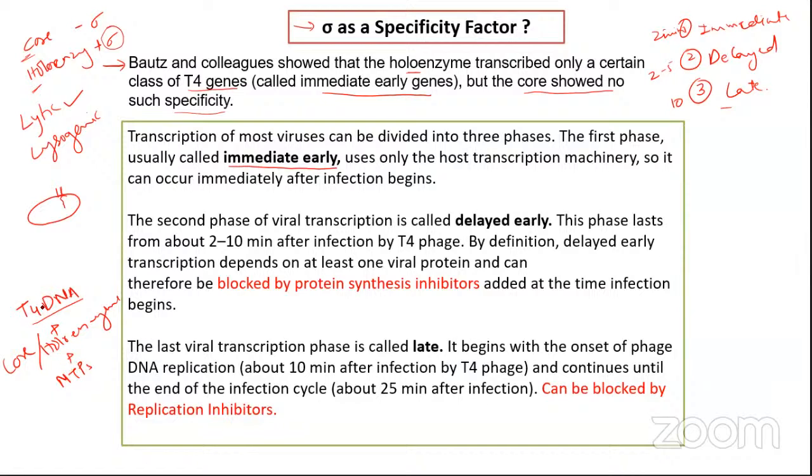Now their job is to find out from the products of the reaction, coming from the core enzyme activity and the holoenzyme activity, which mRNAs are getting synthesized. Whether these are coming from immediate early genes, delayed early genes, or late gene products. Is the question clear?